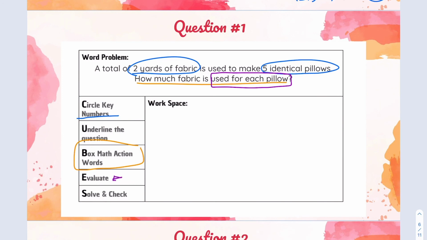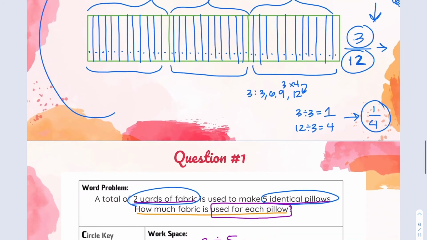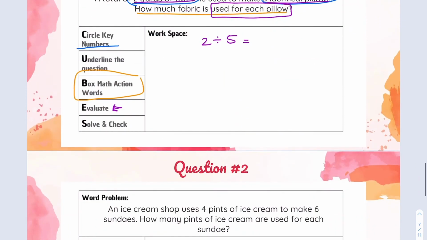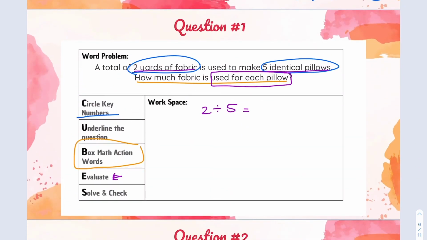E is to evaluate. So what steps are we going to take? I'm going to do 2 for the 2 yards of fabric divided by 5 identical pillows. And we're going to go further and we're going to use the same exact steps that we used up here. And we're going to solve and check. Alright, so let's go ahead and start solving. So as we do, we draw that tape diagram.